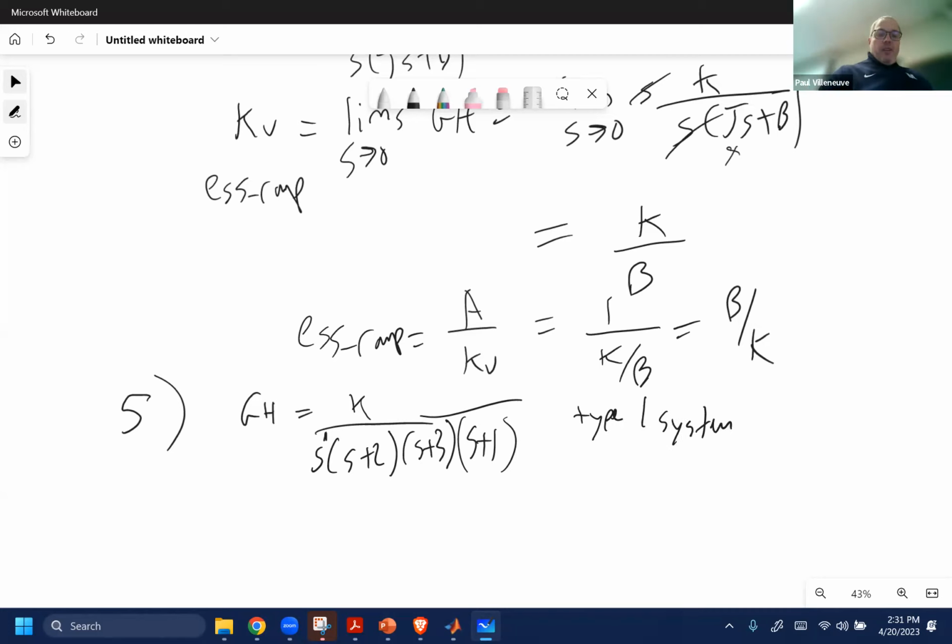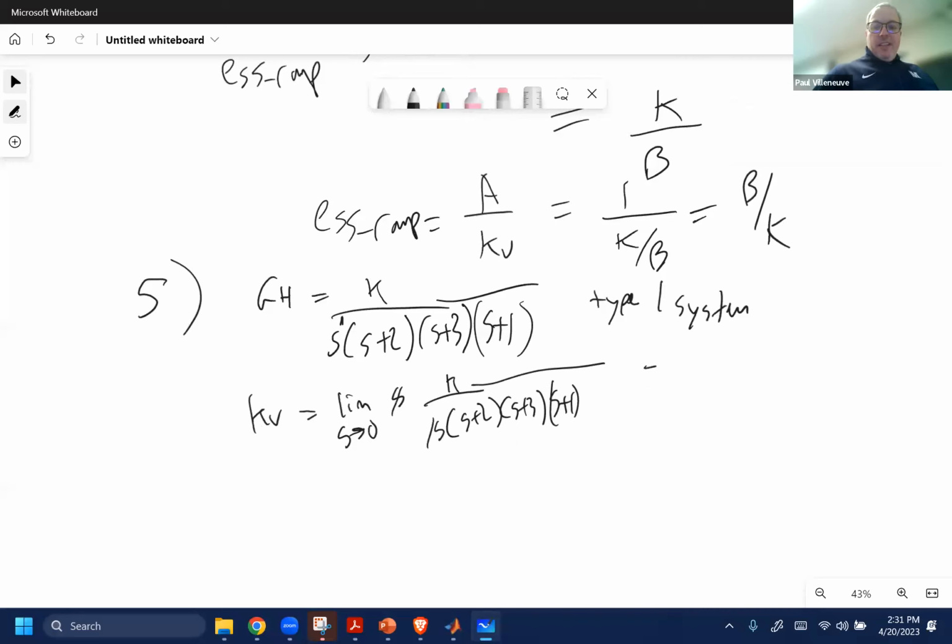So we're going to solve for our K sub V. Limit as S approaches 0 of S times K over S, S plus 2, S plus 3, S plus 1. And this cancels out, and what I'm left with is K over 6, right?